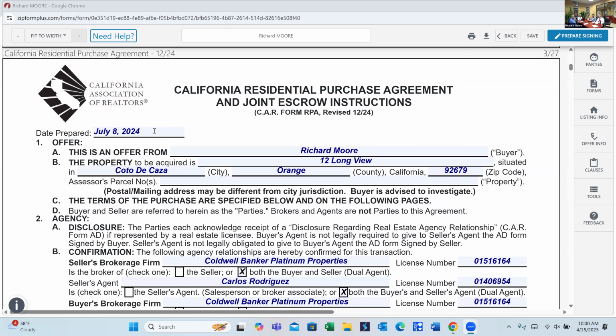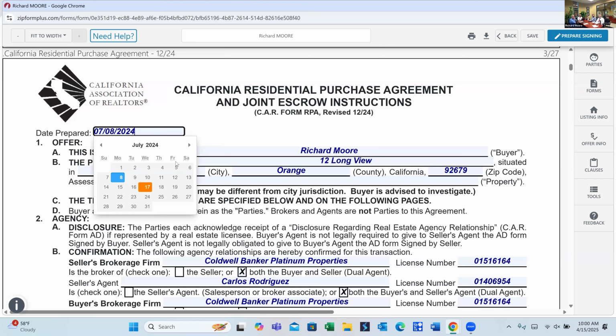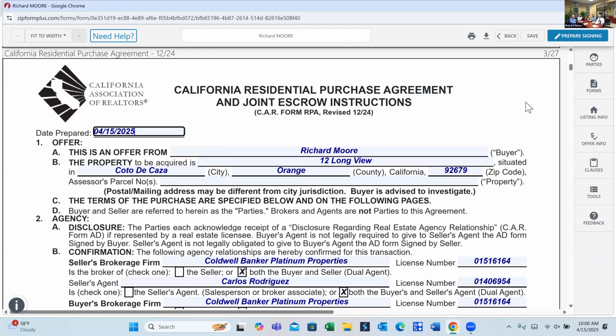But when we begin, we're going to insert the date prepared, and I have a date prepared of, let's change that. Just change that, right? What is the date today? 16th, that's 15th, that's right, tax day. So I'm preparing this offer today.